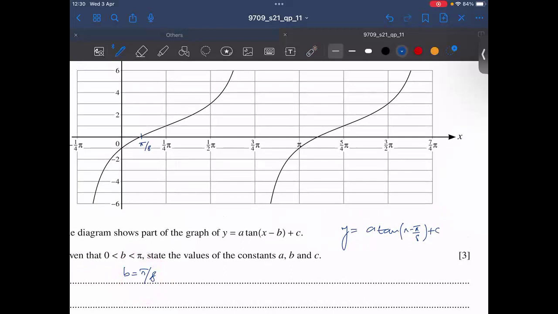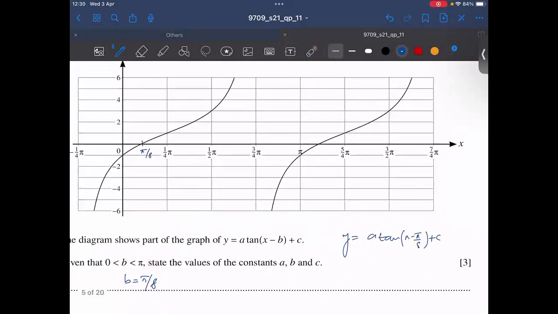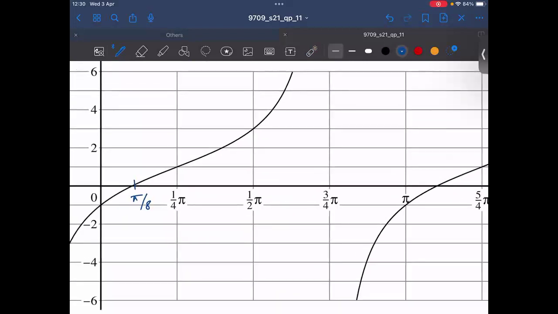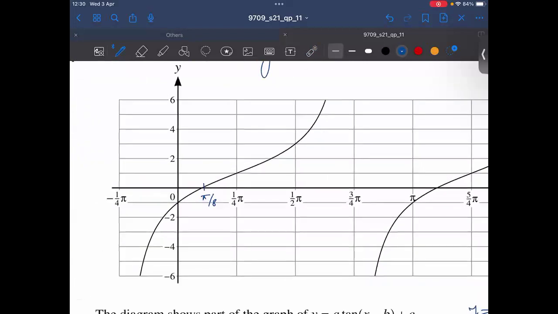No, sir, it's pi by 4. How come it's pi by 4? Let me have a look. Okay. All right. Iman, this is basically your middle point. This is your middle point, and you have a look at this.